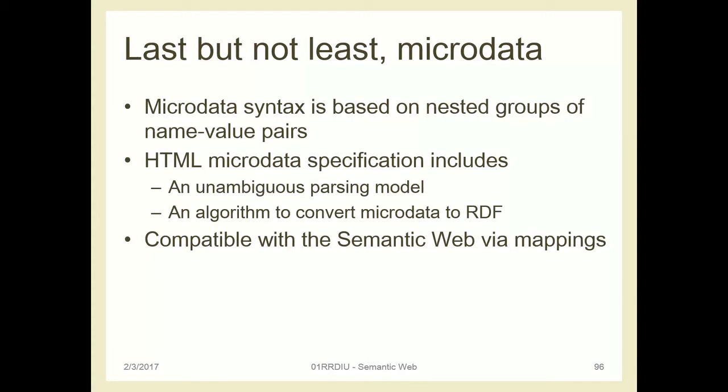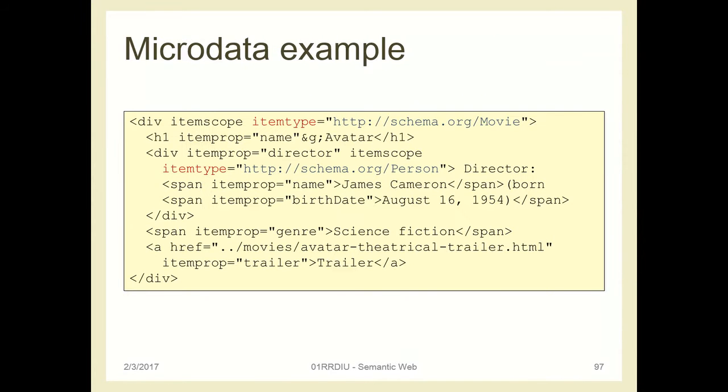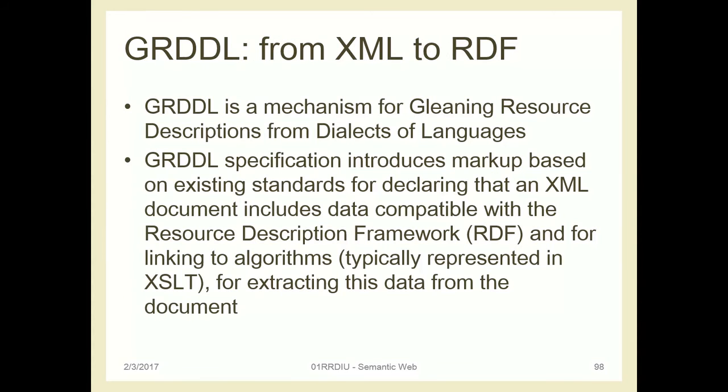Microdata is sort of a more general specification, but very similar to microformats, in which, again, we use attributes, but there are some specific attribute names like itemtype and itemprop, and so on, in which, for example, you say that for itemtype person, you have a property that is called name, and this is the value, James Cameron. So there are different ways to embed RDF triples in HTML. Another standard that has to do with XML and not with HTML is GRDDL. That means Gleaning Resource Descriptions from Dialects of Languages, which is essentially the same basic principles but applied to XML.